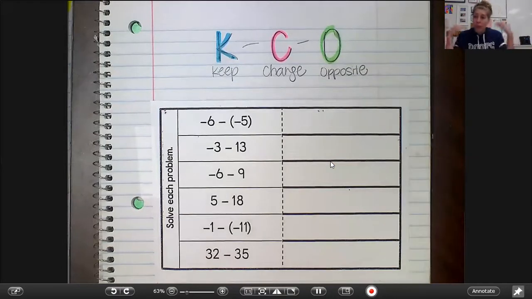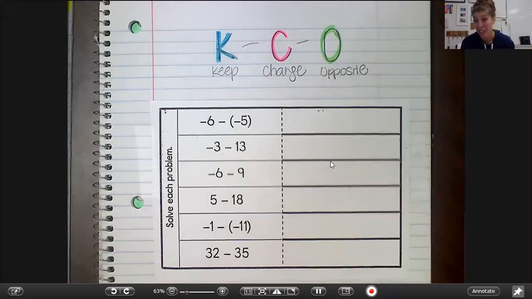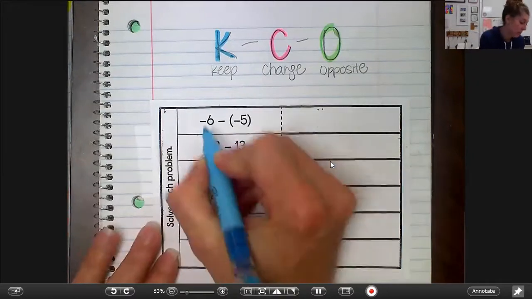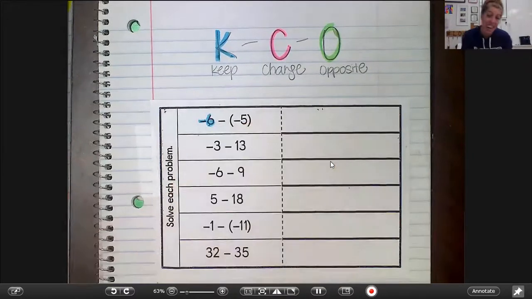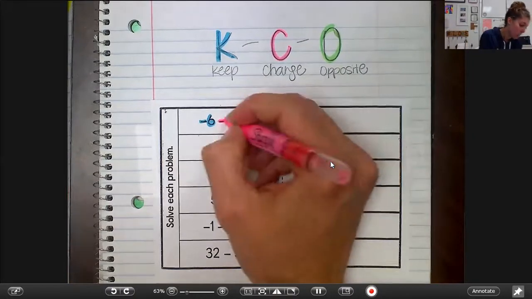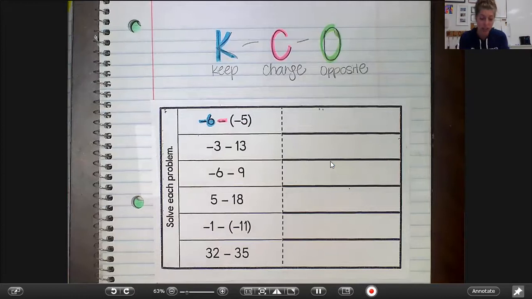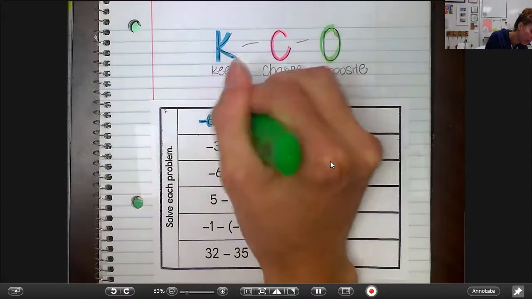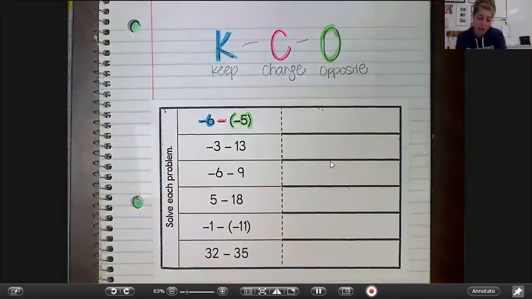So if you can rewrite these to addition problems, there is nothing new to memorize besides that little step of rewriting first. So here's how we do that. And I'm only going to color coordinate the first one. That'll save me some time. So -6 is our keep number. Our subtraction sign is the change, and that is always the first two. And the last one is the opposite. In this case, the opposite of -5.